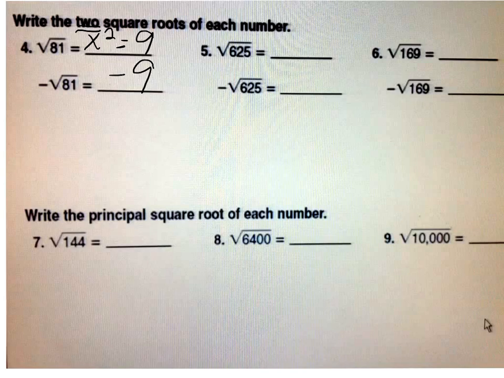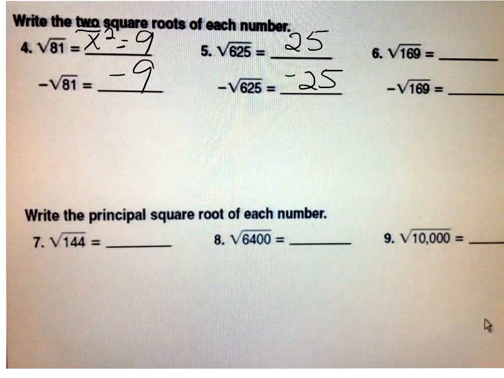What are the two square roots of 625? Well, they're 25 and negative 25. Now let's see if you can figure out what the two square roots of 169 are. So you work on that one, and when you're done, let's go down here to example 7.